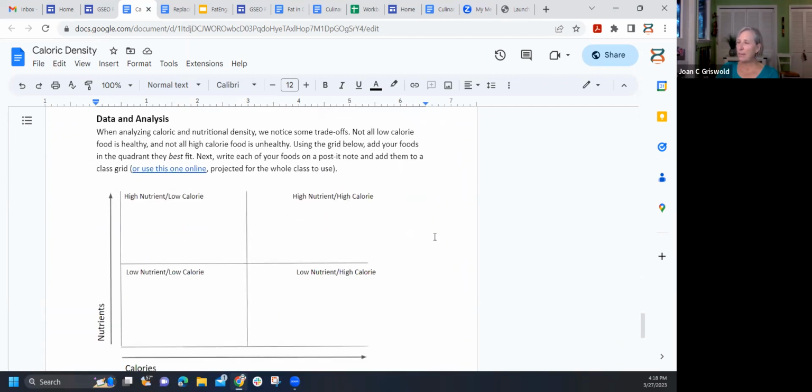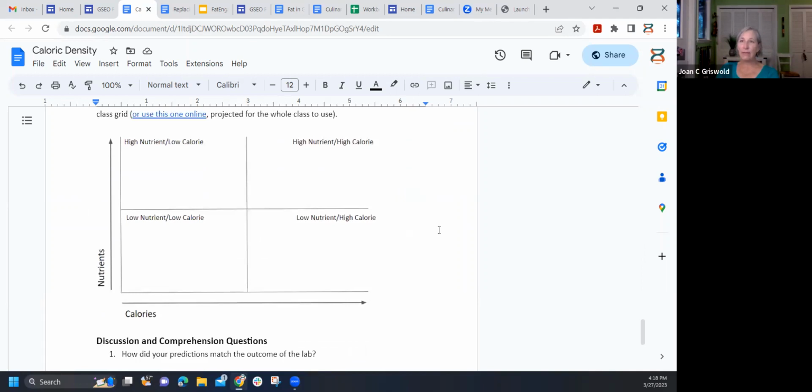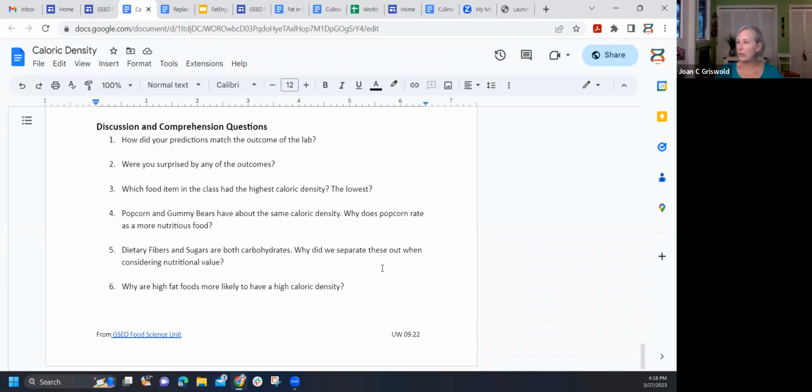And then analyze the information by thinking of it as a quadrant, like what could we eat that would be the highest in nutrients and maybe the lowest in calories, if you're interested in that, or what of those things is really lowest in nutrients and highest in calories, and what do those look like? And then some comprehension questions.